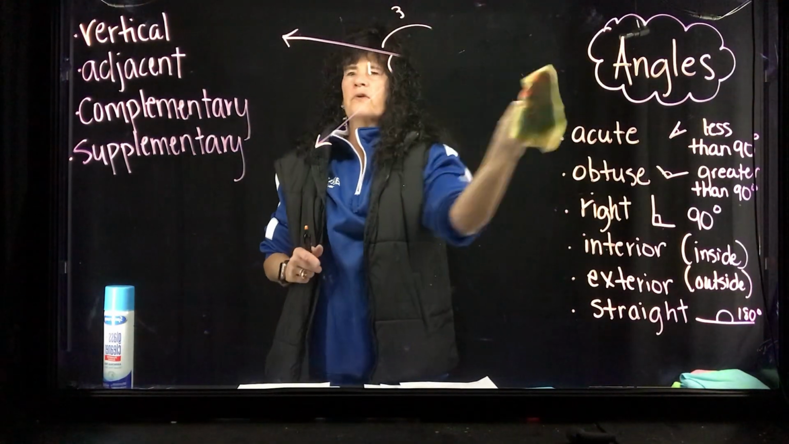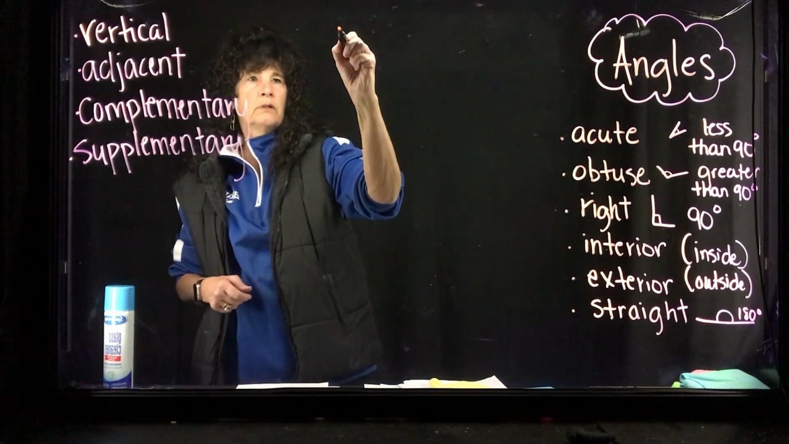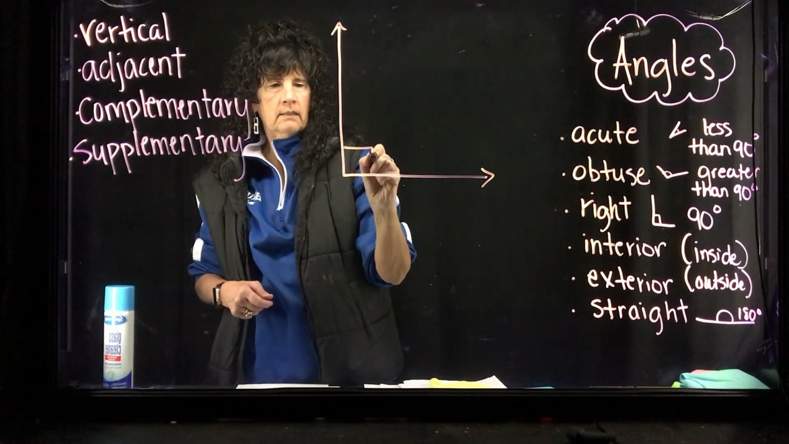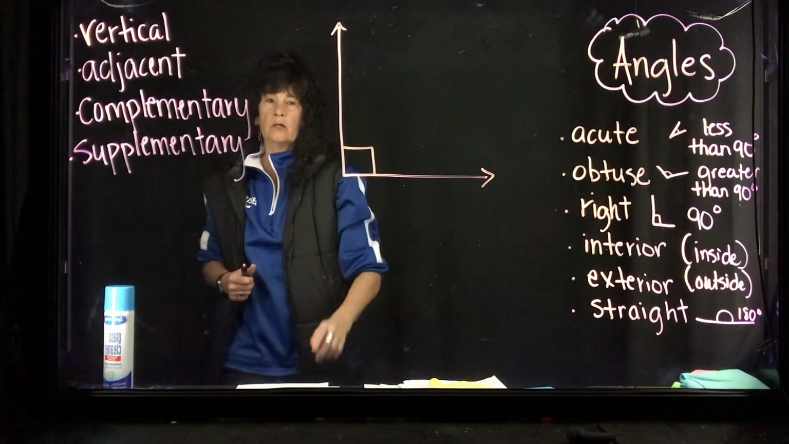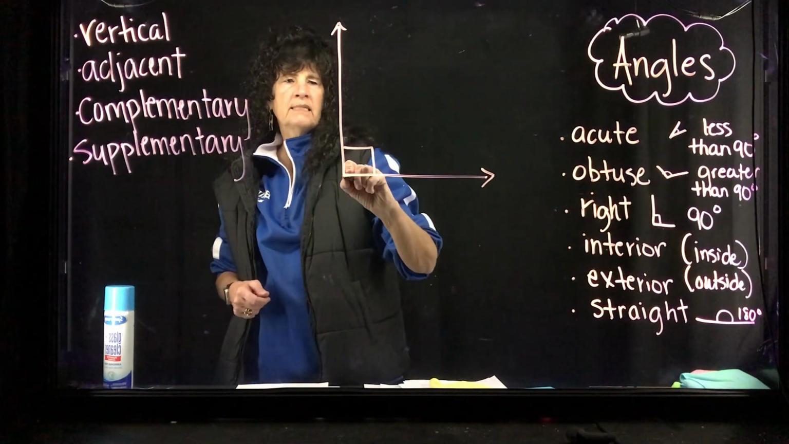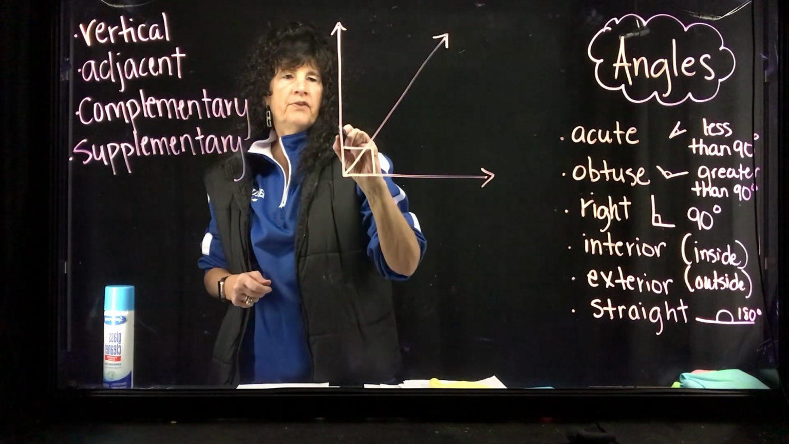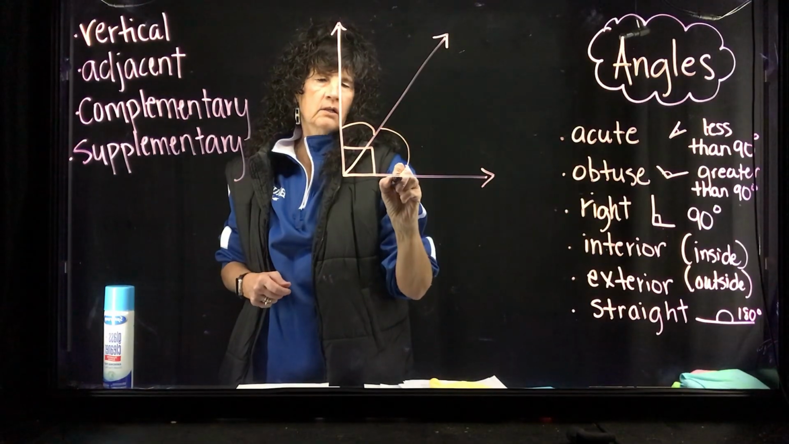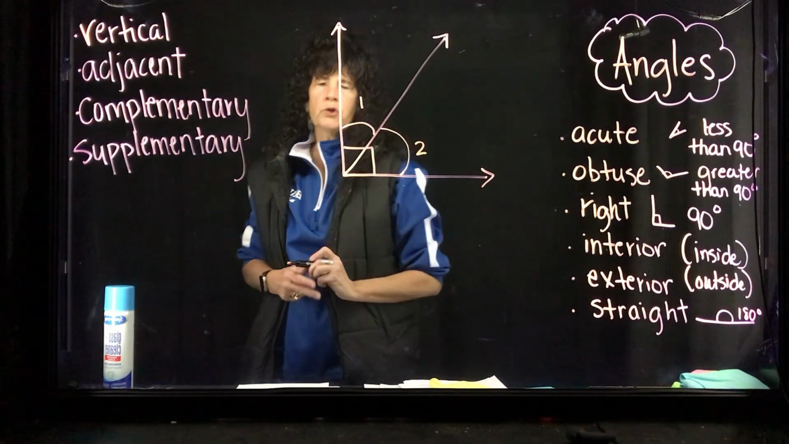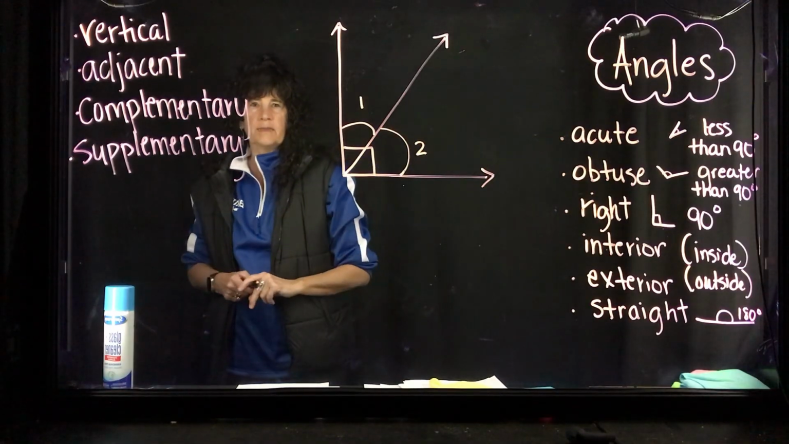And then we have complementary angles. If we have intersecting perpendicular lines, okay, that gives me a right angle, 90 degrees, and if I bisect this, or cut it in half, this angle plus this angle are going to equal 90 degrees. So if this is angle 1 and this is angle 2, the sum of this angle and this angle are going to give me 90 degrees.